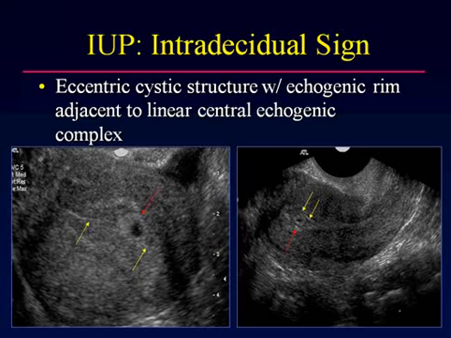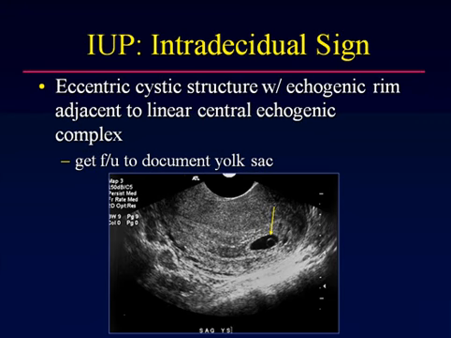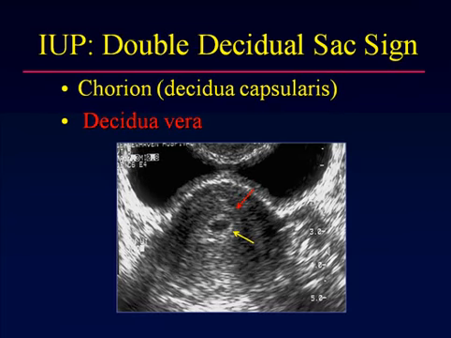And while it is suggestive of an intrauterine pregnancy, it is recommended that you do get follow-up to document the appearance of the yolk sac, because it's really only once you see the yolk sac that you can have 100% confidence that that little cystic structure in fact represents an intrauterine pregnancy.